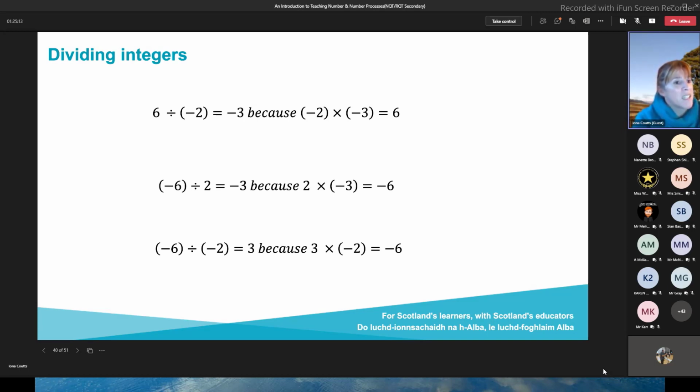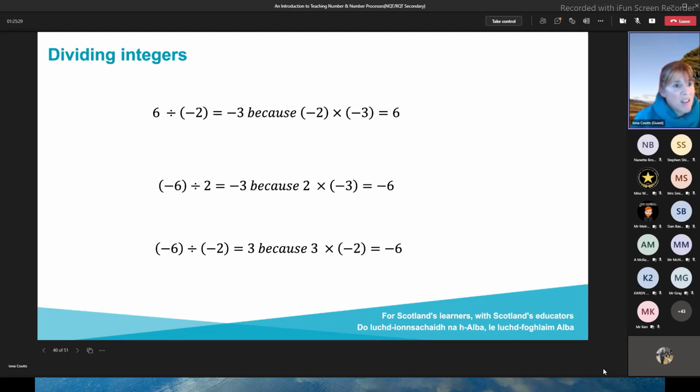If I know -2 times -3 is 6, then I also know what 6 divided by -2 is, and I know what 6 divided by -3 is. That should be something that's familiar to them if they have a good understanding of multiplication and division.